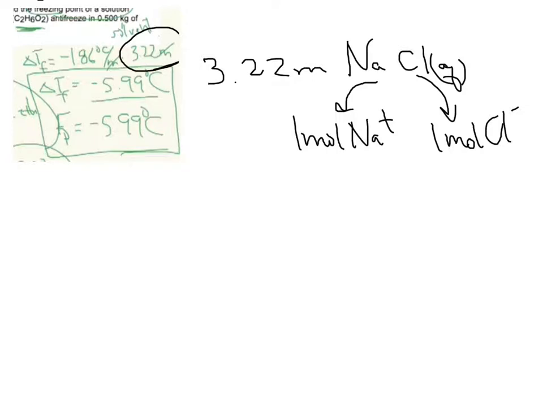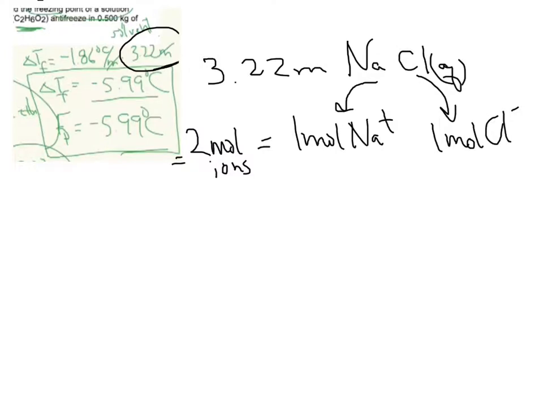Okay, so in effect, you're going to have 2 moles of ions for every 1 mole of the sodium chloride particles, because it's going to be dissolved or dissociated in that solution. So why does that matter? Well, here's where that matters.